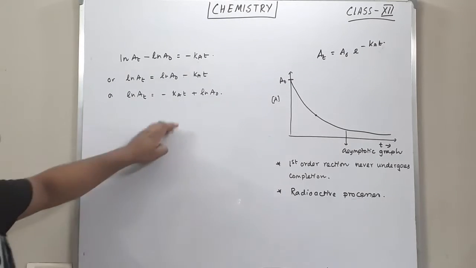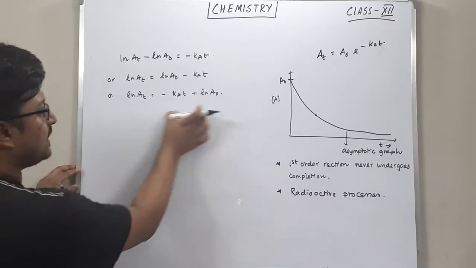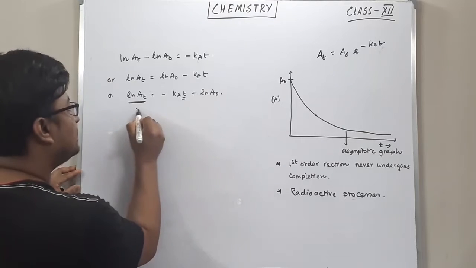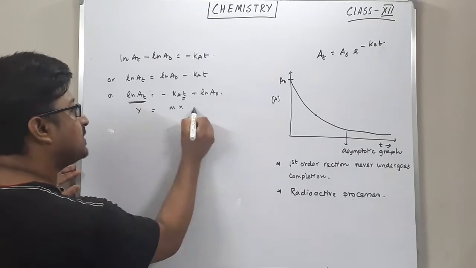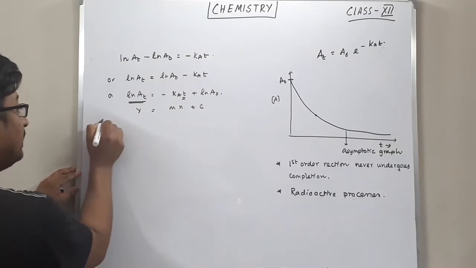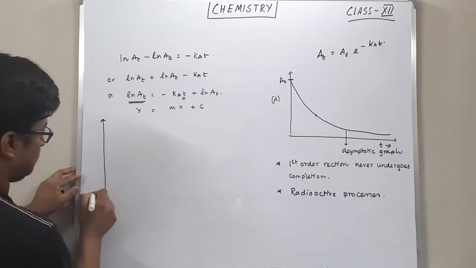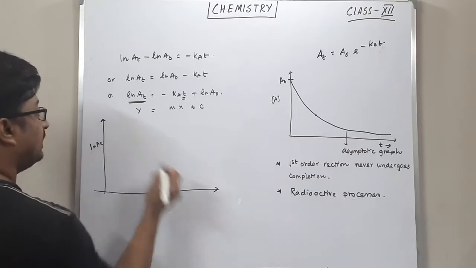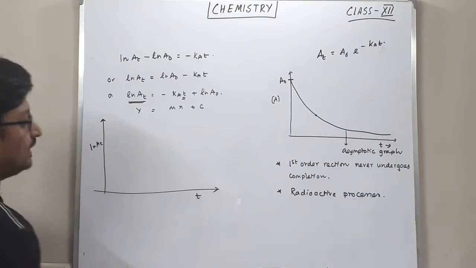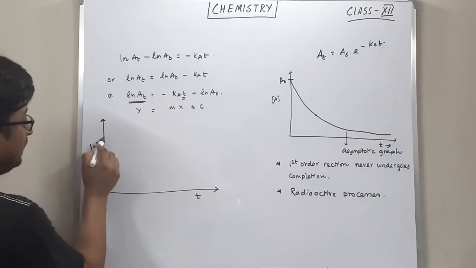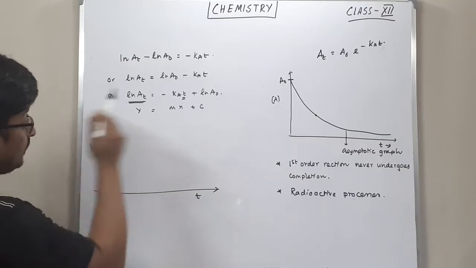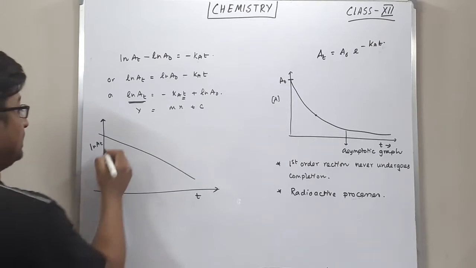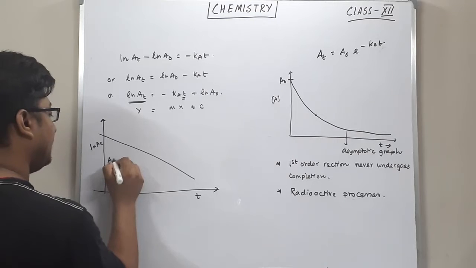Now for a reaction, if I want to plot ln At versus t, this will give you a y is equal to mx plus c kind of graph. Okay. Now if I am plotting ln At against time, it will be a minus mx, so the slope will be like this. Acha. So this value is basically your ln A0.